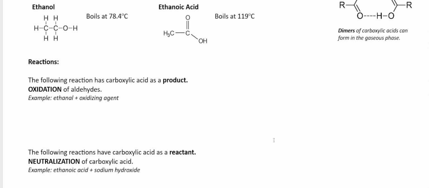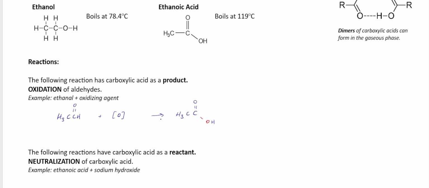Reactions. The following reaction has carboxylic acid as a product. So this is a preparation reaction of a carboxylic acid. It only happens when we oxidize aldehydes. So let's take ethanal. That's H3C, CH with a double bond O, and we have an oxidizing agent. We're adding oxygen onto the molecule, so it's an oxidation reaction. So we're going to have H3C, C double bond O, and because we're adding an oxygen, now we have OH, and so this right here is my carboxylic acid.